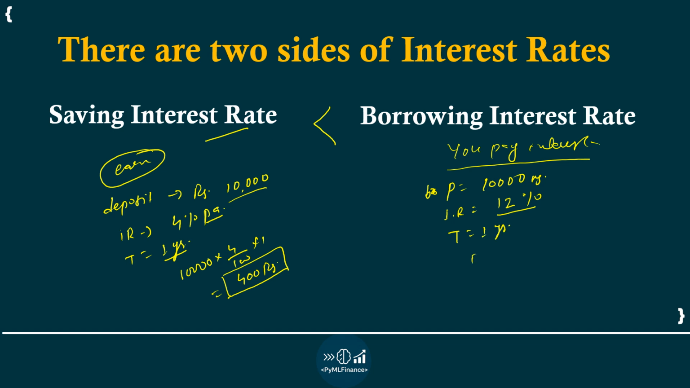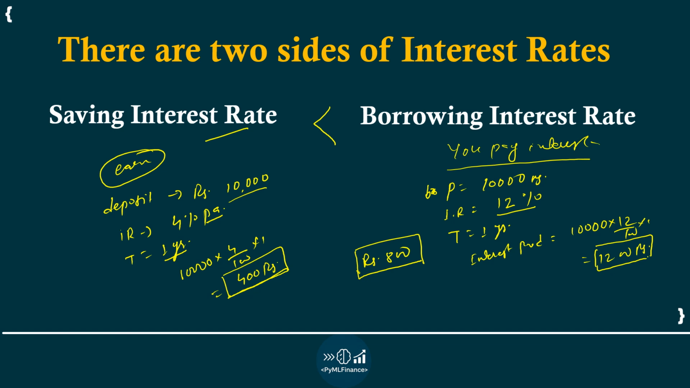the total interest paid here will be 10,000 into 12 by 100 into 1, that is 1200 rupees. So you are paying interest of rupees 1200 as a borrower, but you are getting only 400 rupees as a saver. So there is a spread, a difference of rupees 800. This rupees 800 is the profit for the bank.